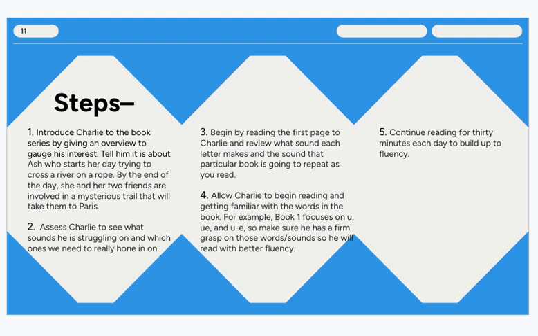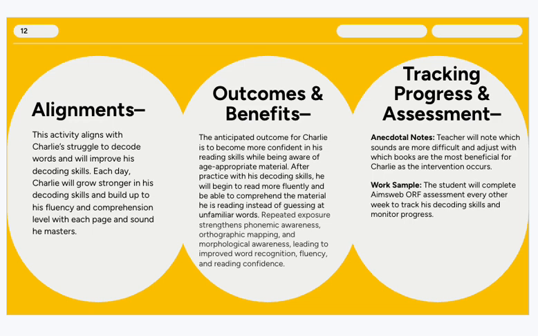And then step 5, continue reading for 30 minutes each day to build up fluency. After a few days, hopefully Charlie will be completely invested and want to know where the story goes each day. So this activity aligns with Charlie's struggle to decode words and will improve his decoding skills. Each day, Charlie will grow stronger in his decoding skills and build up his fluency and comprehension level with each page and sound that he masters. And after some time, hopefully it will get him back on track to a 5th grade reading level.